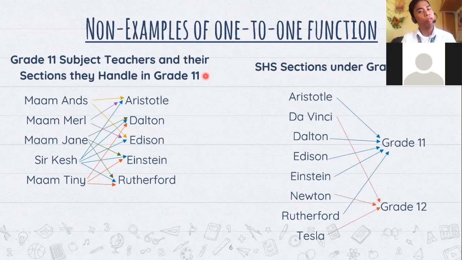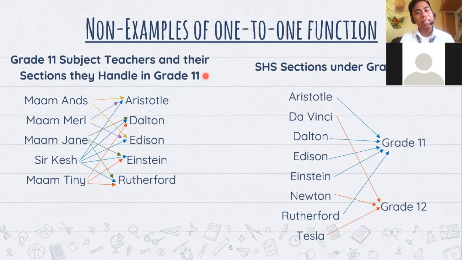And for grade 12, we have 3 sections. Da Vinci, Newton, and Tesla. So, this is not one-to-one din. Kasi each domain corresponds to what? Though, si Aristotle, isa lang naman yung kino-correspond niya na grade level, which is grade 11, hindi pa rin po yan siya one-to-one. Kasi, isipin nyo, dapat unique.